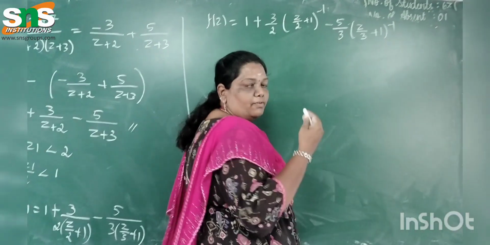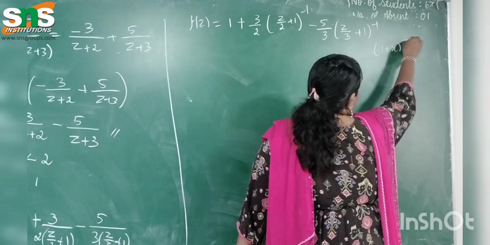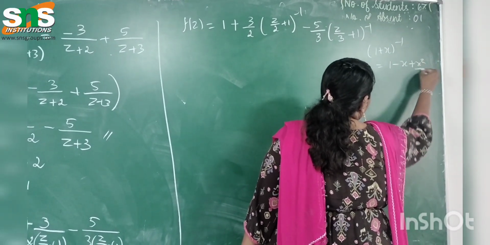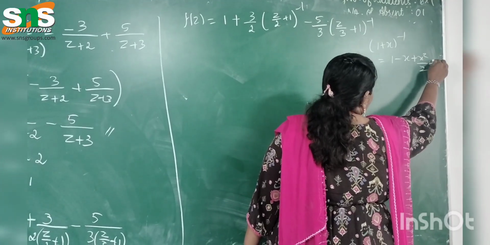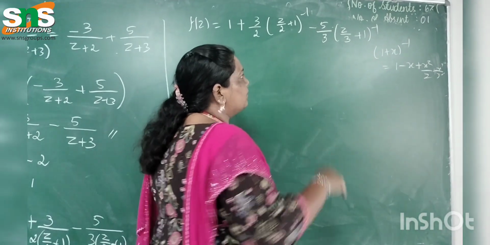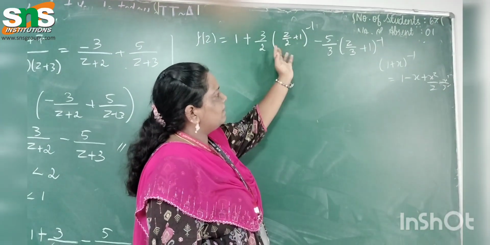We know the formula for the binomial expansion, which is nothing but 1 plus x to the power minus 1 equals 1 minus x plus x square divided by 2, and then minus x cube divided by 3, up to etcetera. So by applying this formula, now I am going to write the expansion as 1 plus z by 2.